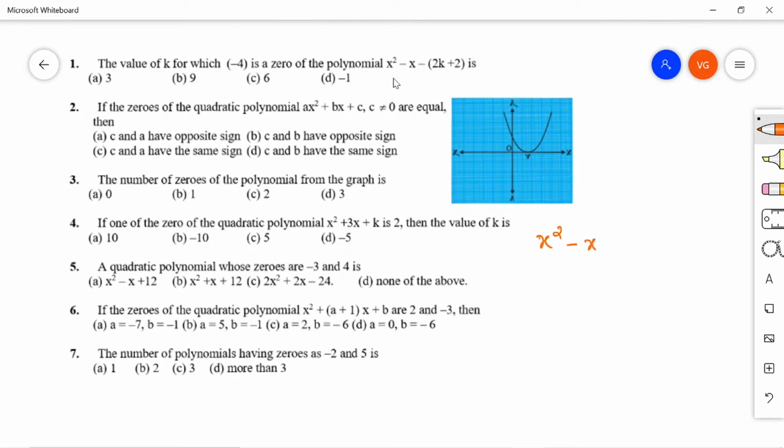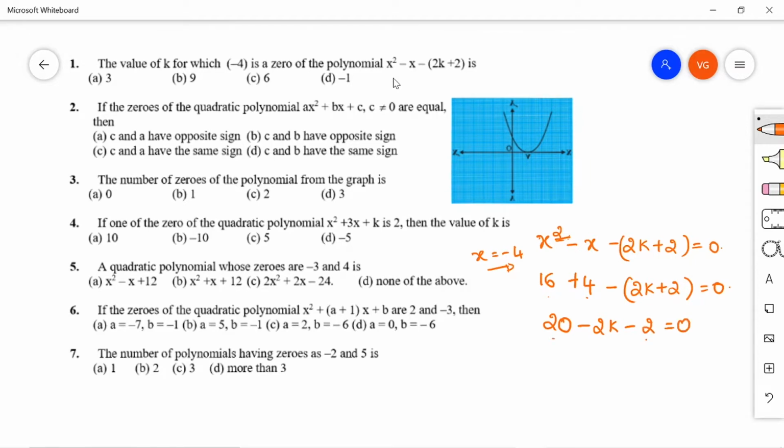x square minus x minus (2k plus 2) is equal to 0. Given that one of the roots is minus 4, this is a quadratic equation, so it has two roots. They have given one root as minus 4, so put it in this equation: minus 4 whole square is plus 16, minus of minus 4 is plus 4, minus of (2k plus 2) is equal to 0. So leave 2k on one side and the remaining numbers on the other side. So 16 plus 4 is 20, minus 2k minus 2 is equal to 0.